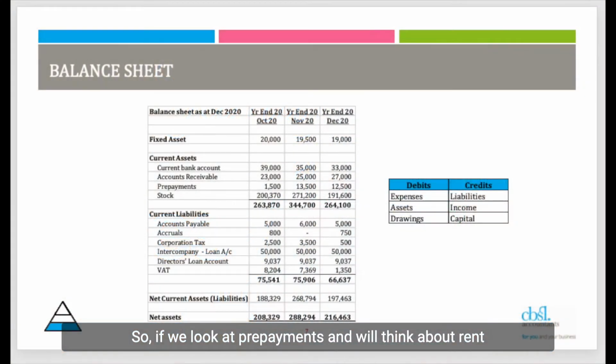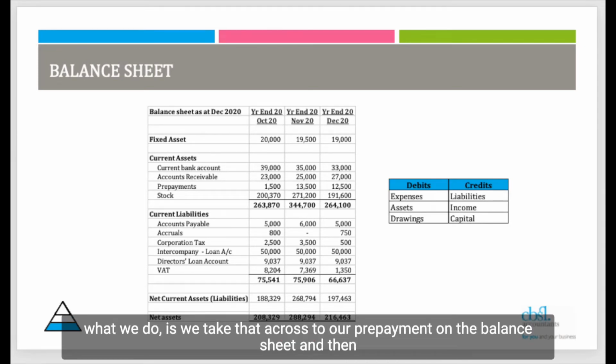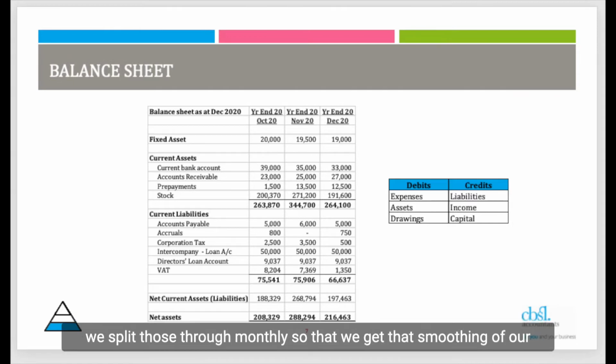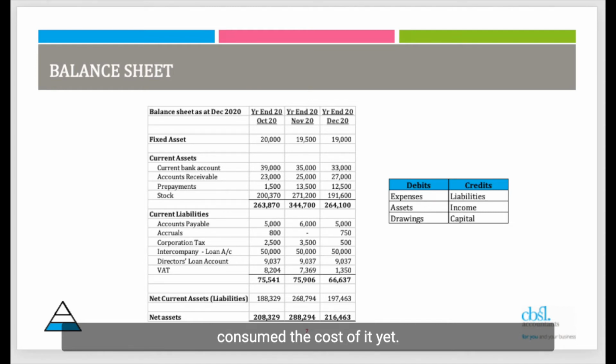So if we look at prepayments and we'll think about rent, we've just received an invoice, it's ahead of time for the following 6 months. We don't want to be hitting our profit and loss with 6 months worth of cost in a singular month. Instead, what we do is we take that across to our prepayments on the balance sheet, and then we split those through monthly so that we get that smoothing of our overheads, and we're understanding that that is actually an asset because we've already paid for it, but we haven't consumed the cost of it yet.